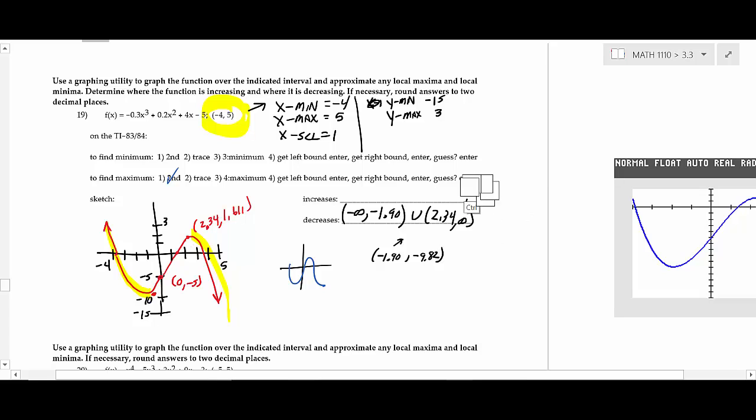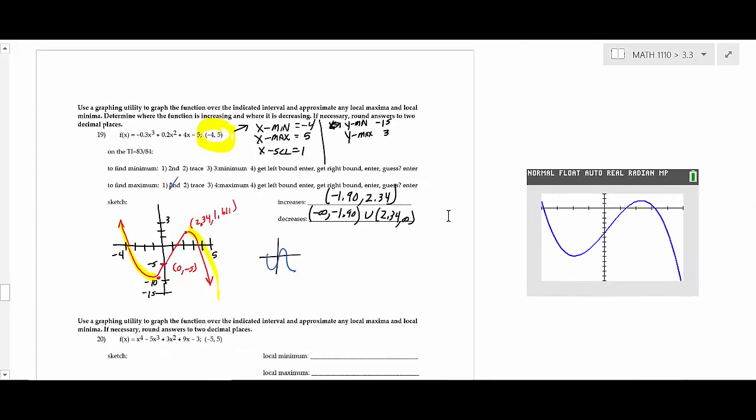I had those points written down on my graph, but I erased them. Then increasing is just going to be from this x value to that one, so that is negative 1.90 to 2.34. So that's another thing I want you to be able to do: in addition to finding mins and maxes, use your calculator to figure out where things are increasing and decreasing, and that boils down to figuring out maxes and mins. Everybody okay with what I just did? That's something you definitely want to know how to do.